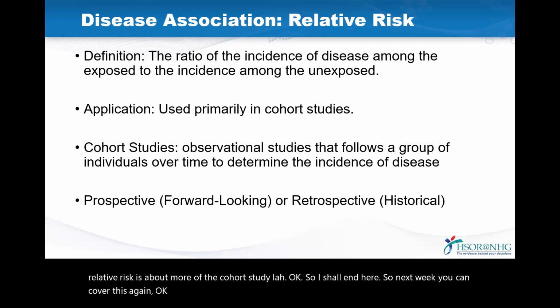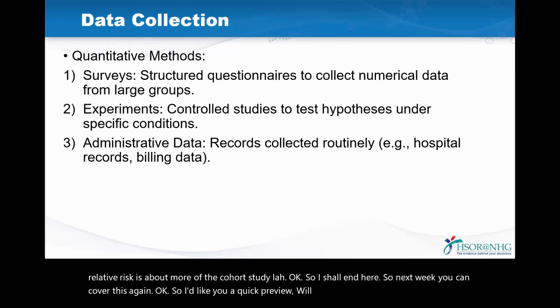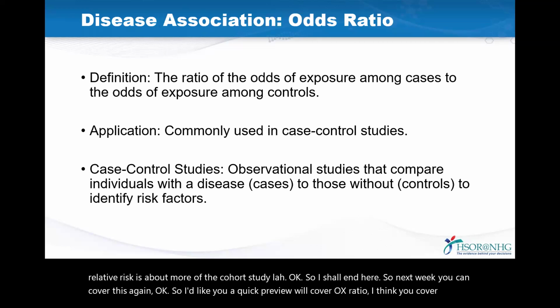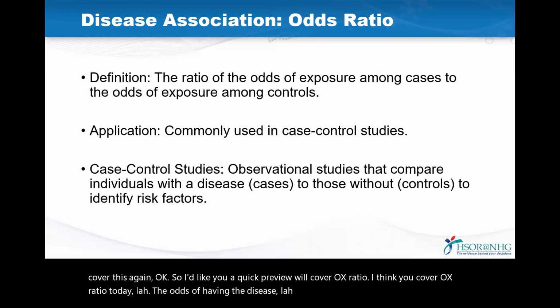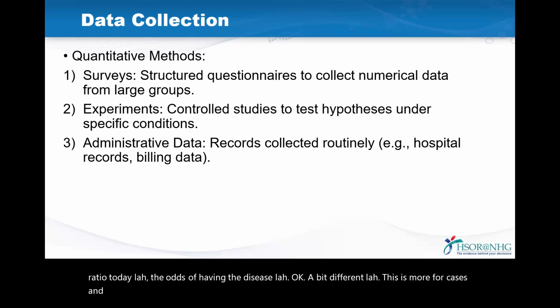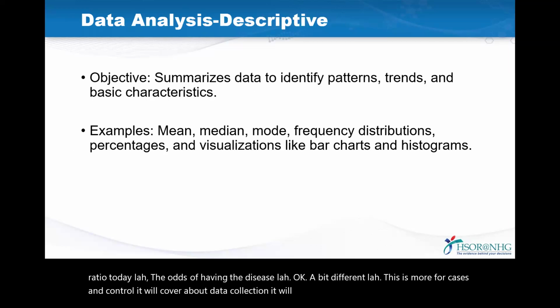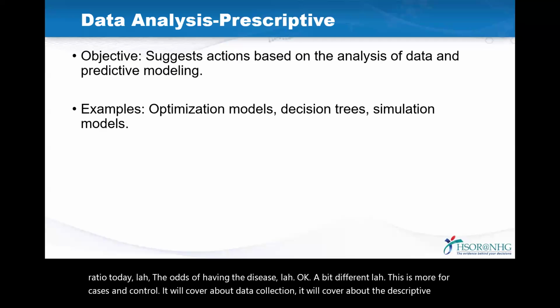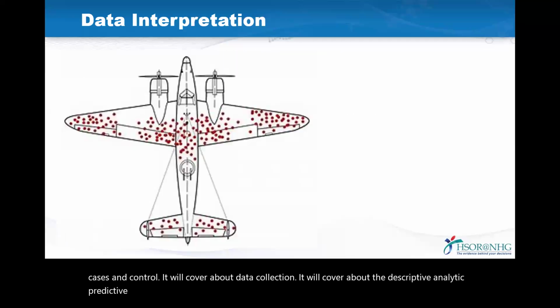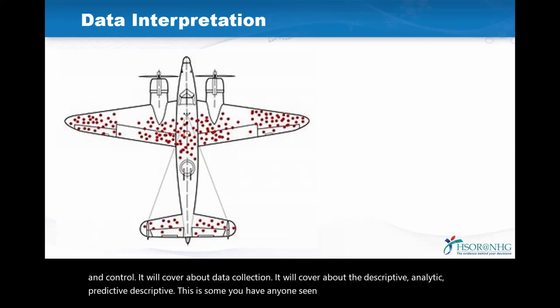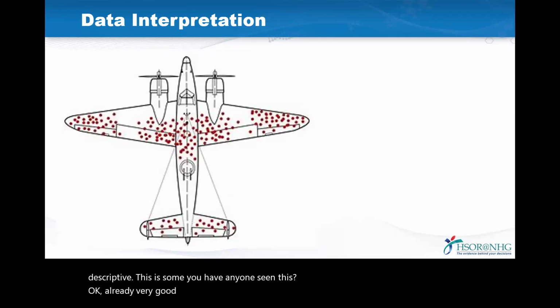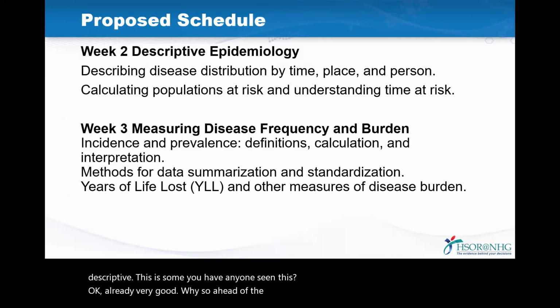Okay, I'll give a quick preview. We'll cover odds ratio, the odds of having the disease. It's a bit different, this is more for case-control. We'll cover data collection, and descriptive, analytic, predictive, prescriptive. Has anyone seen this? Survival bias. Okay, you know already. Very good, so ahead of time. Okay, this is week 2. Maybe more turns. I'm too slow already.